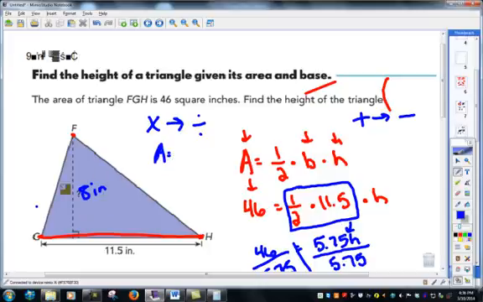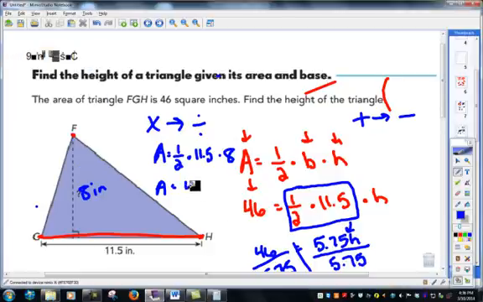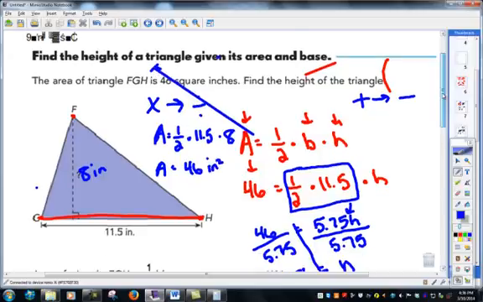So let's actually go back, like we're doing what was on the previous page. Let's find the area, to make sure it is 46 indeed. So I know it's 11.5 times 8. Let's see what my area is. Again, I'm going to use 0.5 as 1/2. 0.5 times 11.5 times 8. 46. That's my area, and of course I need my inches squared on there. That's what it said it was going to be. Okay.